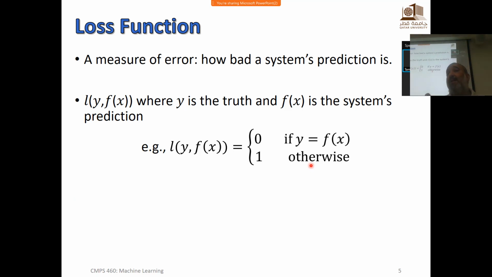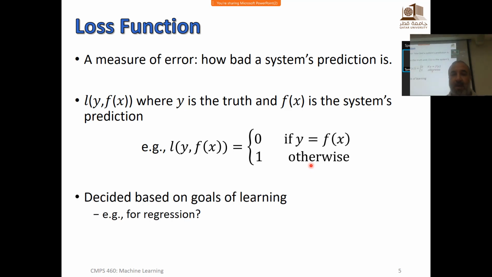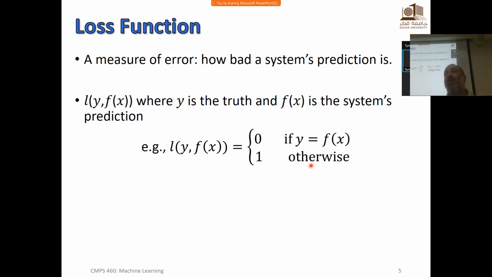So that's just an example of a loss function. Notice that the loss function is a function on one example. Okay? So it gives us an indication or a measure of error just for one example. Is that the only loss function that we can use?